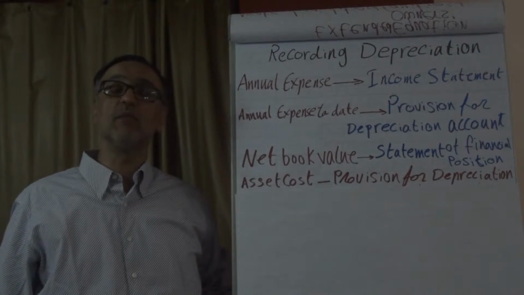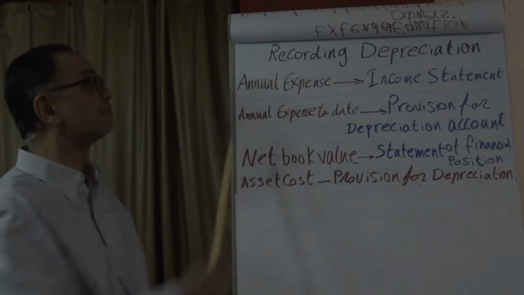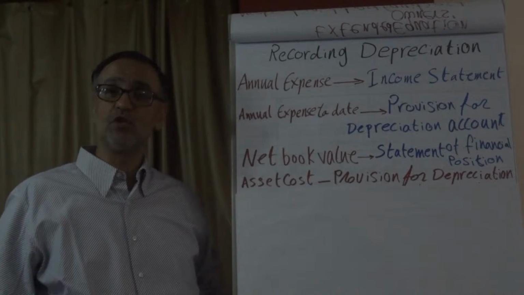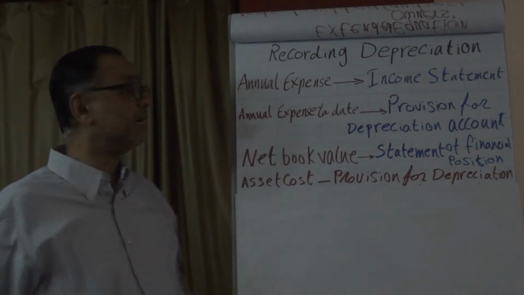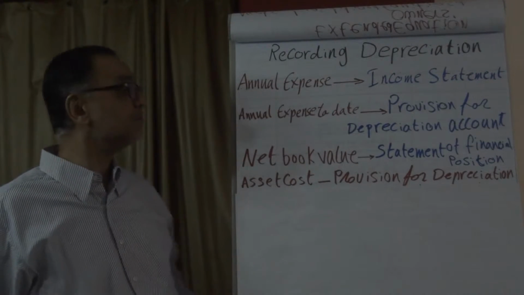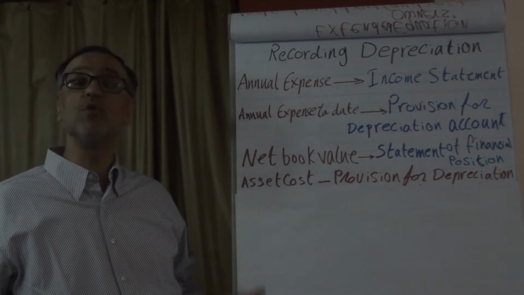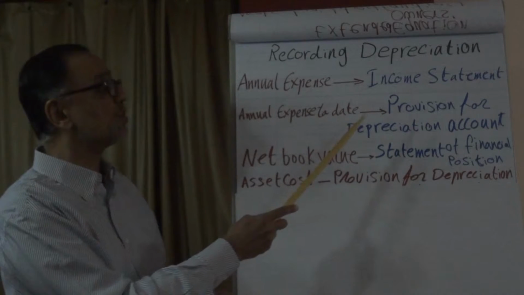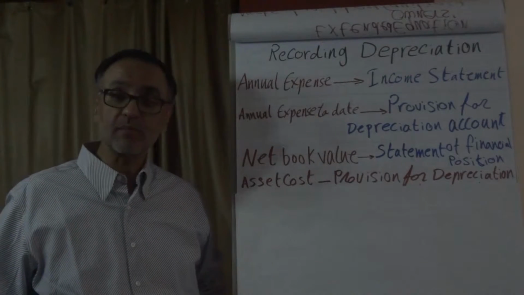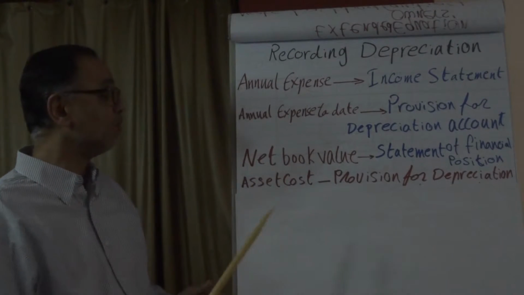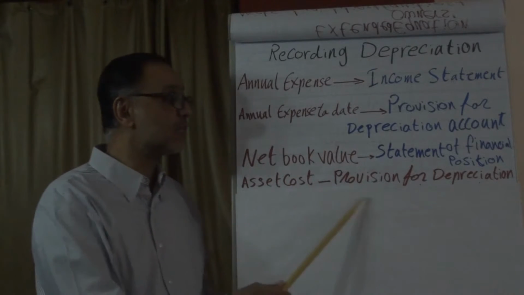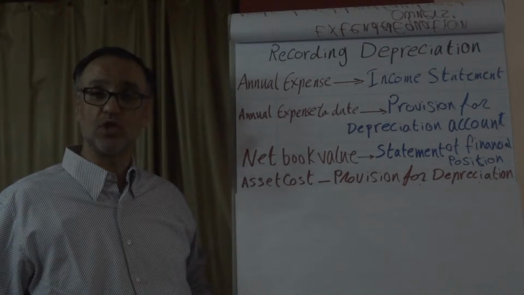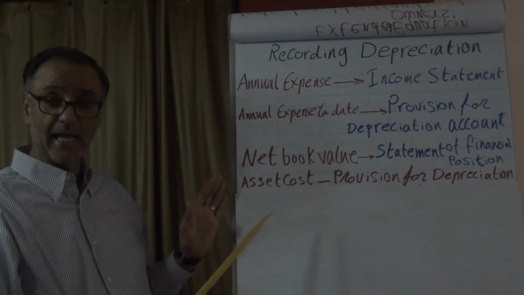Now we are talking about recording depreciation. We have the annual expense that will be charged to the income statement, and we have the expense to date, that's accumulated depreciation, and this will be recorded in the provision for depreciation account. And the net book value is the asset cost minus the balance of the provision for depreciation account. This is the theory.